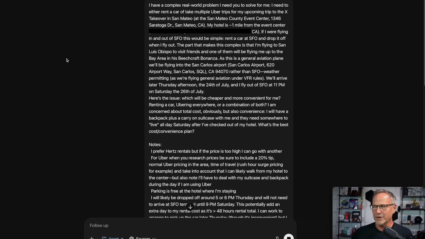Here's the issue. Which will be cheaper and more convenient for me? Renting a car, Ubering everywhere, or some combination of both? I'm concerned about total cost, obviously, but also convenience, as I will have a backpack plus a carry-on suitcase with me, and they need somewhere to live all day Saturday after I've checked out of my hotel. What is the best cost-convenience plan?